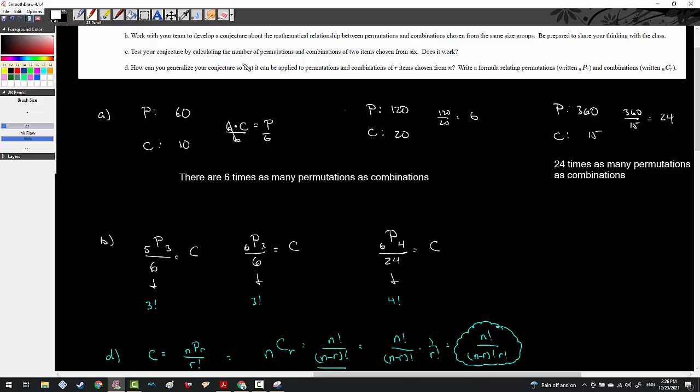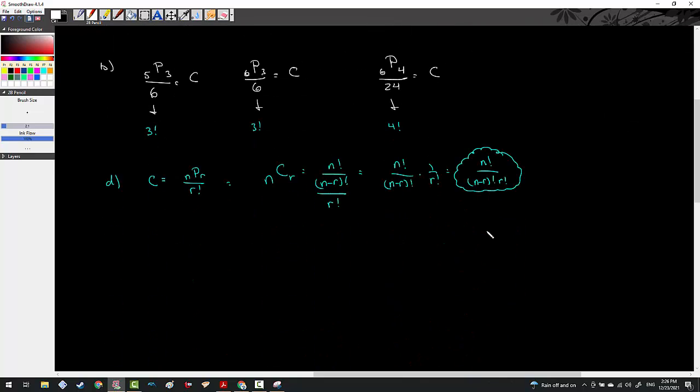It says test your conjecture by calculating the number of permutations and combinations from 2 items chosen from 6. Does it work? So 6 is going to be our n, and 2 is going to be r. Sorry about that. So if I do 6 permutation 2 in the calculator, that's going to get me 30. If I take 30 and divide it by 2 factorial, I get 15.